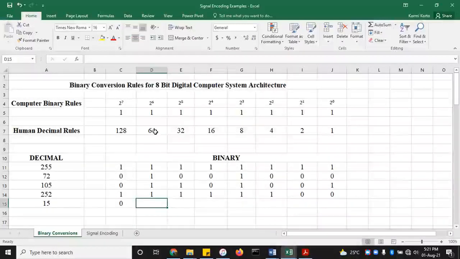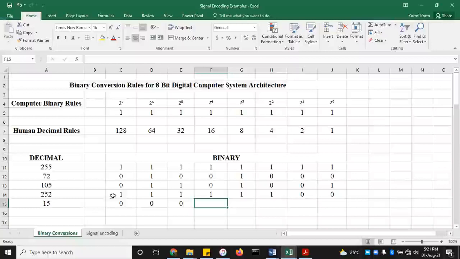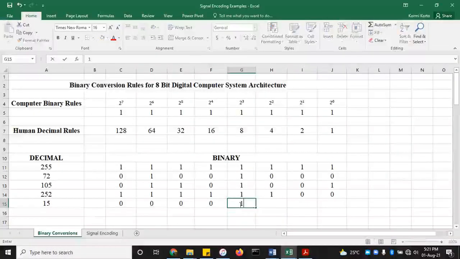So we can't use 64 either because 64 is bigger than 15. So that's 0. 32 is also bigger than 15, so off. 16 is greater than 15, so off state. But 8 is less than 15, so we can use it. So that should be an on state.